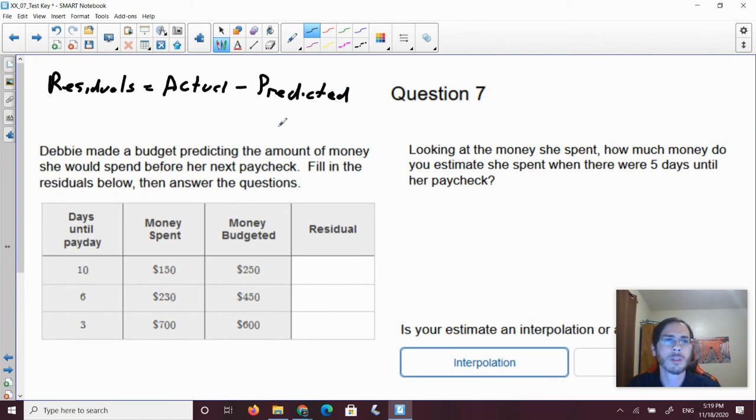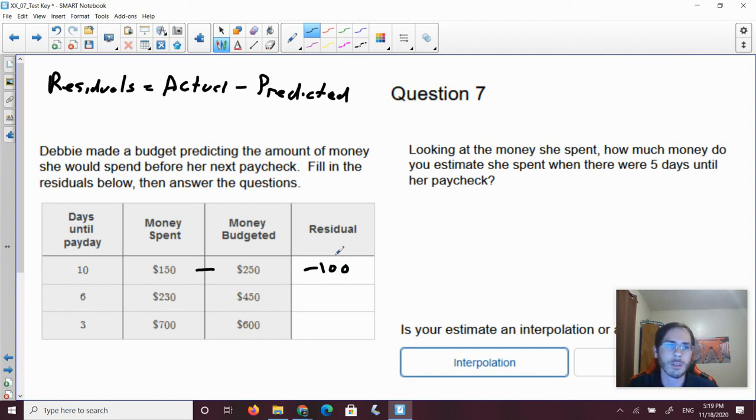So we have to see, okay, well, the actual is going to be the actual amount of money that she spent. So the money that she spent is the actual. The predicted is going to be her budget because that's how much she thinks she's going to spend for that day. So let's see. If we spend 150, but we budgeted for 200, when we subtract those, we end up at negative 100. And that's okay. So she over budgeted, which is good because that means that she's got some extra money.